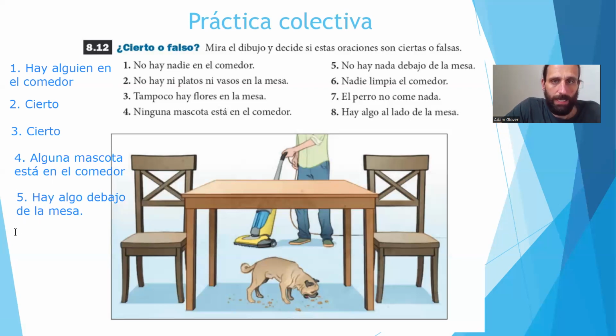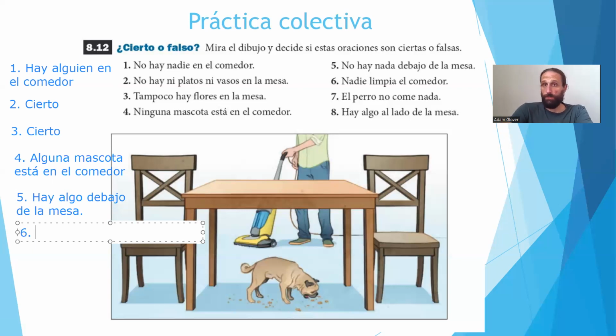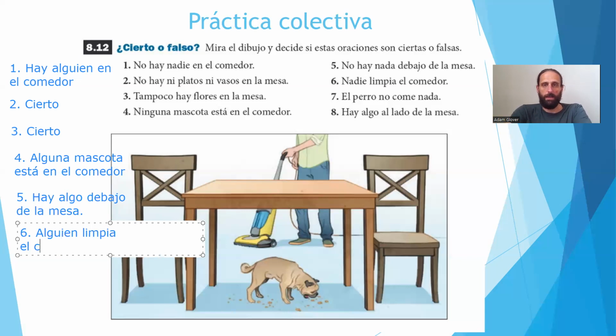Number six, nadie limpia el comedor. That's false. Someone is cleaning the comedor. What's the opposite of nadie? Alguien. And notice here the IE, nadie, alguien. That'll help you remember that they're paired. No one and someone. Alguien limpia el comedor.